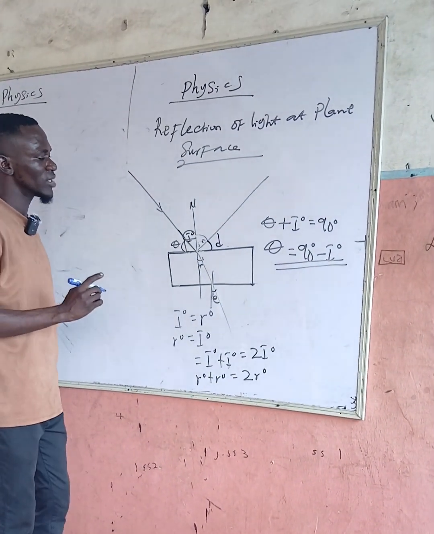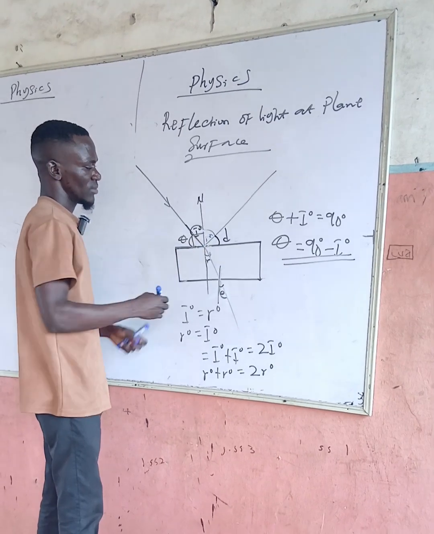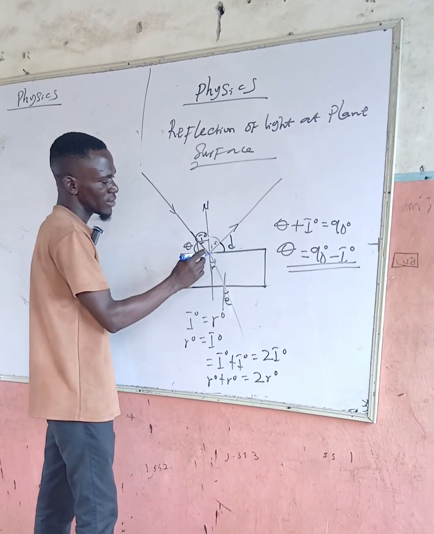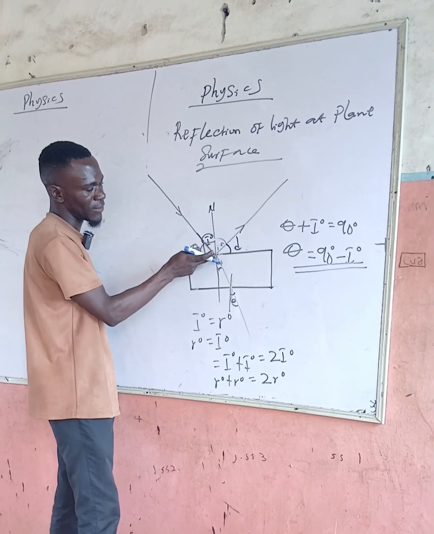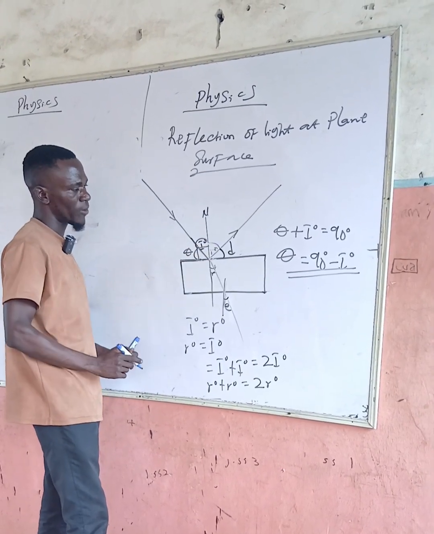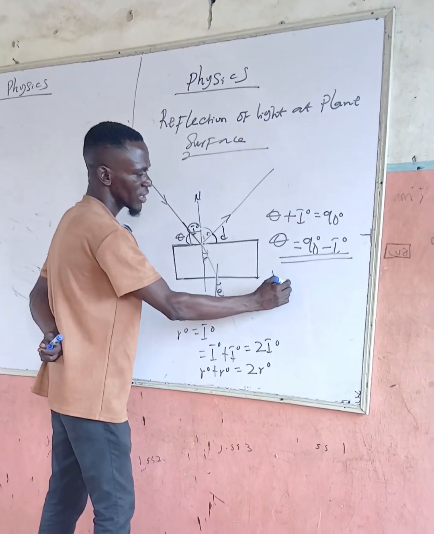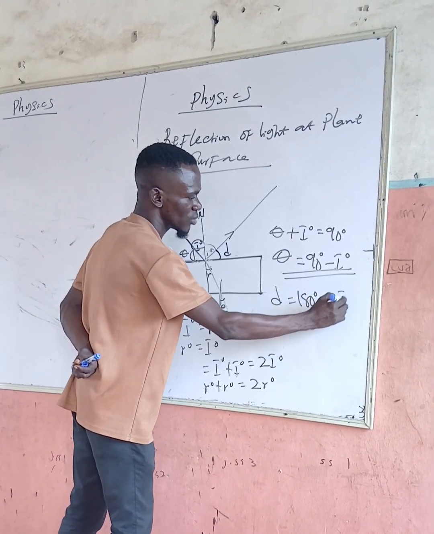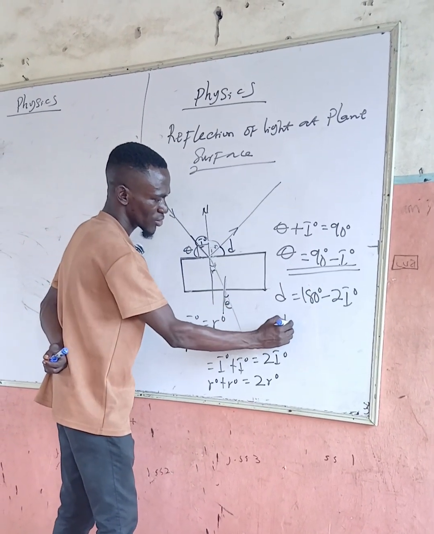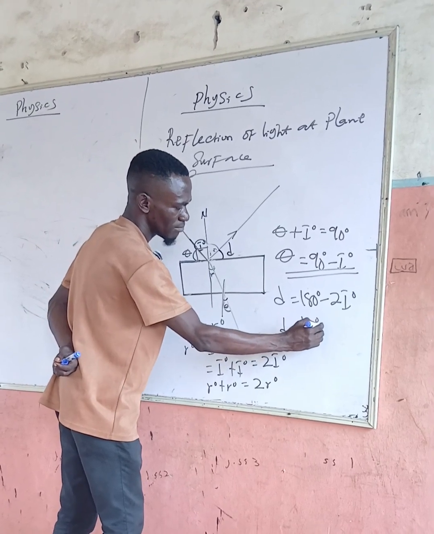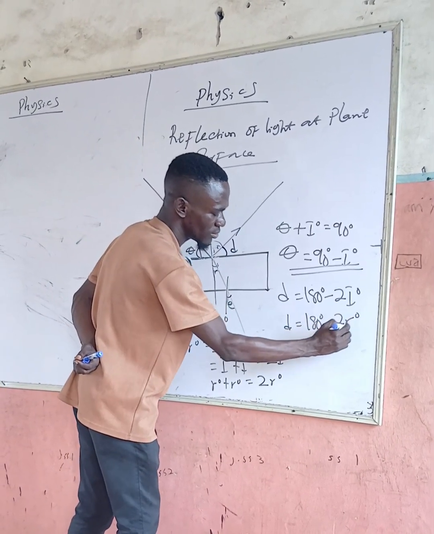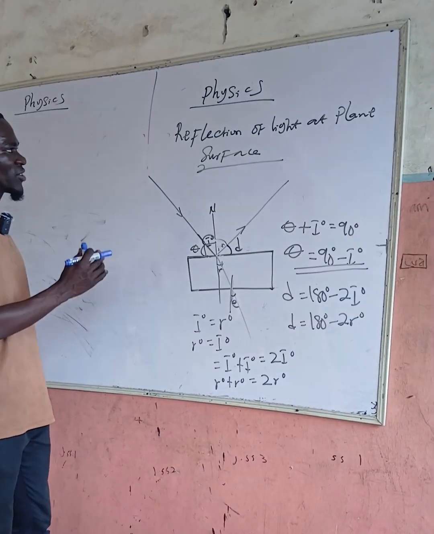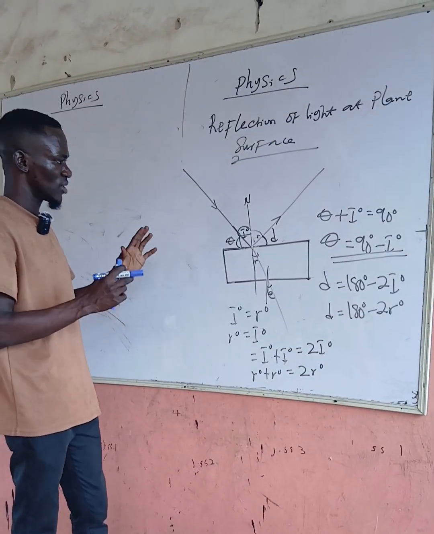Now when I'm talking about the angle of deviation, it is the angle between the reflected ray and the plane mirror. It has a formula: deviation equals 180 degrees minus 2 times the incident angle, or deviation equals 180 degrees minus 2 times the reflected angle. So this is the formula on reflection of light at a plane surface.